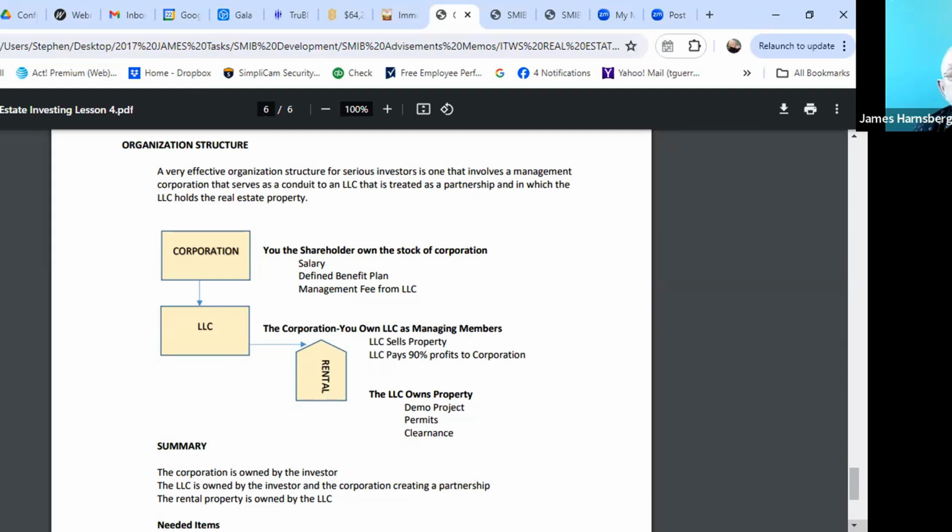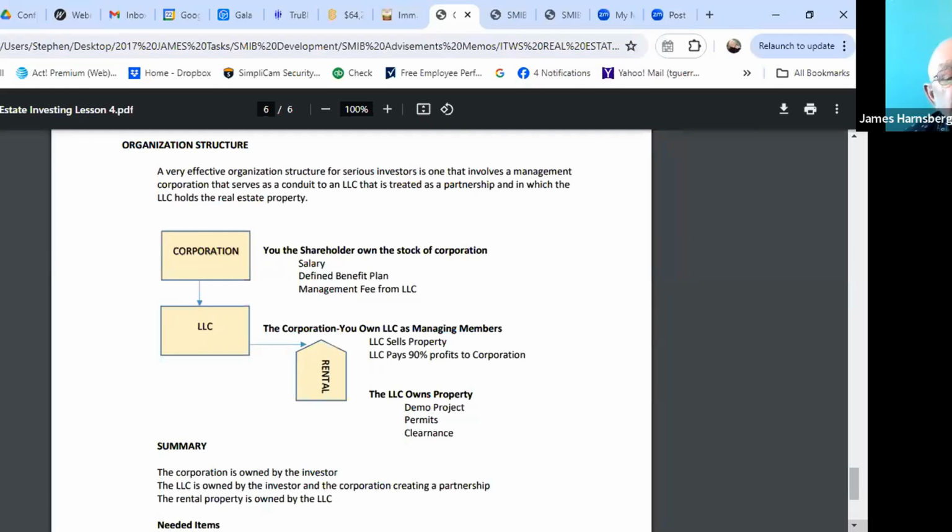The corporation, because of the disproportionate allocation rules, owns 10% of the LLC but gets 90 or 95% of the profits and losses. Or in this case, a $575,000 management fee. We report that as income on the corporate return, but we get a deduction greater than the 575 because we have salary and defined benefit contribution. We still have all the cash because we don't have to fund it until October of this year.